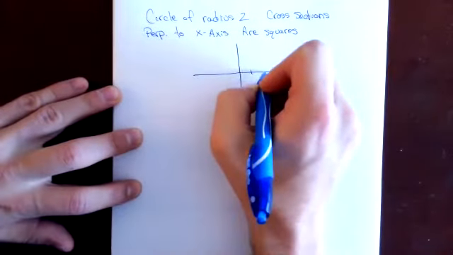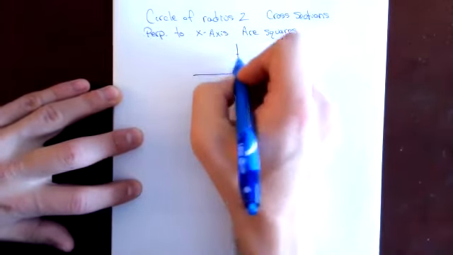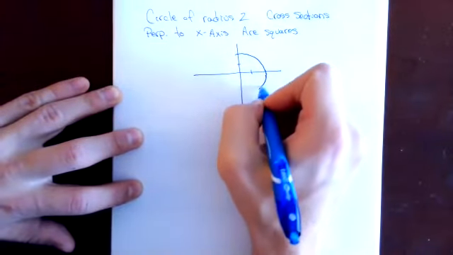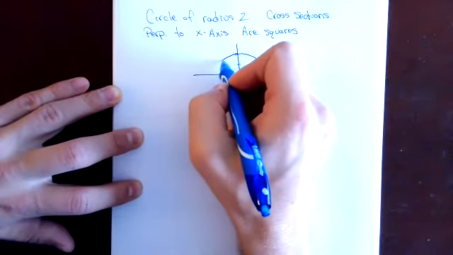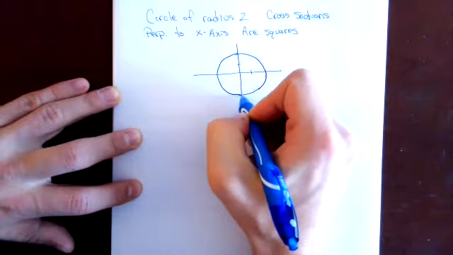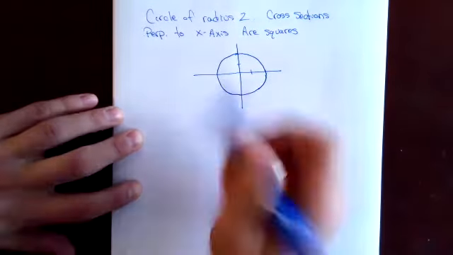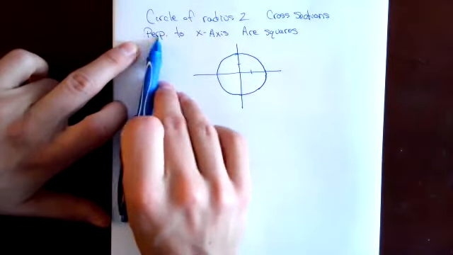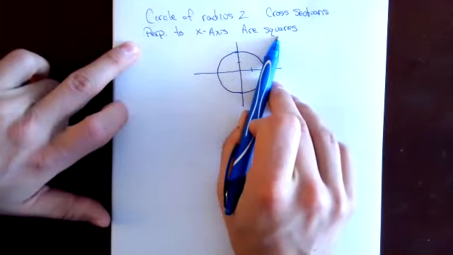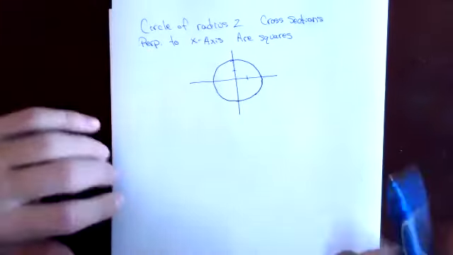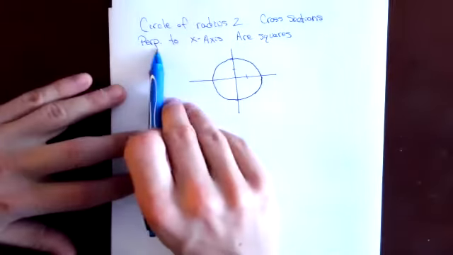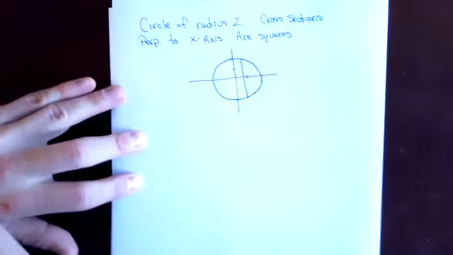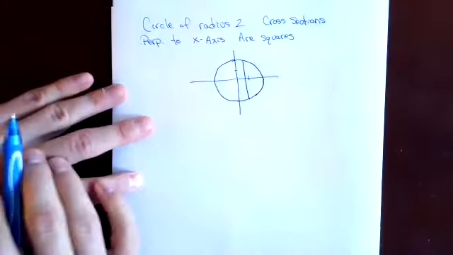So we've got a radius of 2, and we've got a circle. Then, what do we need to know about the cross sections? We need to know the direction they're going and the shape. Those are the two key things. The last problem we had to figure that out ourselves; this one, they essentially tell us. Perpendicular to the x-axis just means I'm slicing perpendicular to the x-axis, and the cross sections are squares.